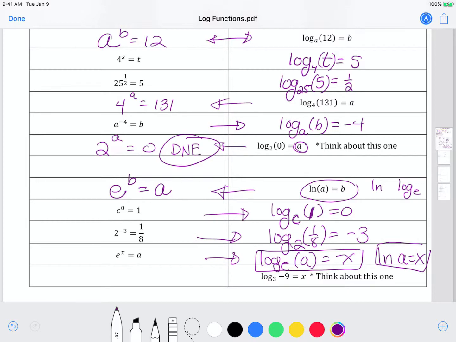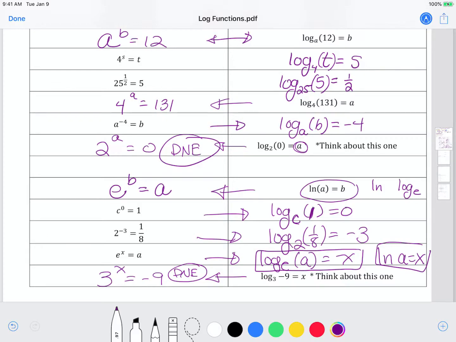Okay, last example. We're going to go from log form to exponential form. So this is also one to think about. My base is 3. My exponent is x, and I'm going to set this equal to -9. This also is a does not exist. There is no value of x for which this will ever happen.